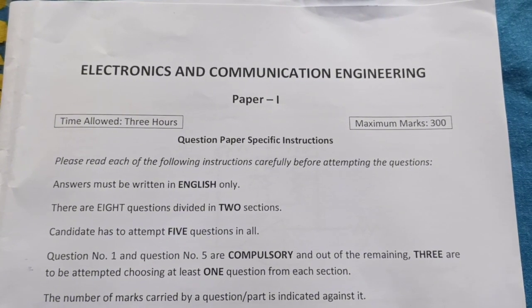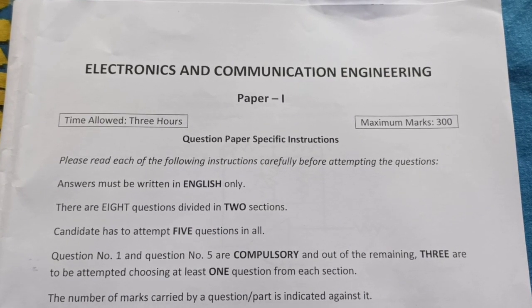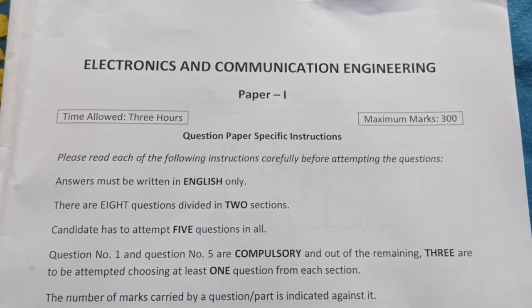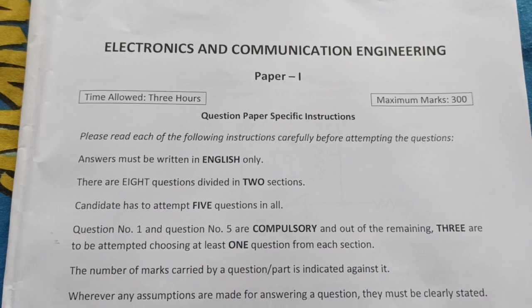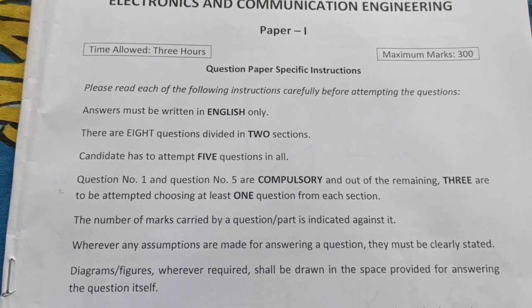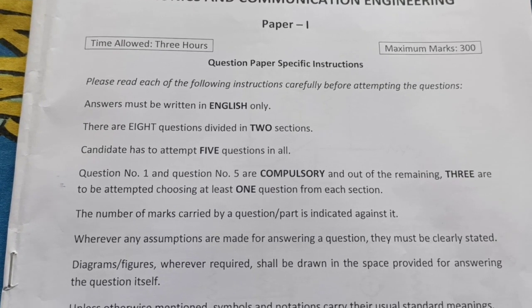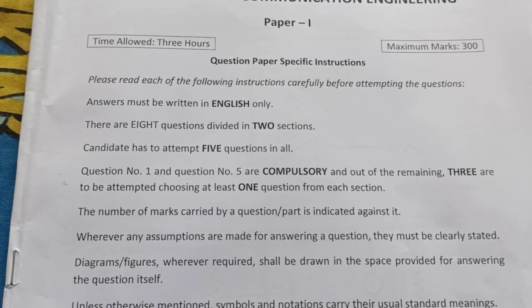This is the first paper for DRDO Scientist B exam, and the maximum mark for this paper is 300 marks, and it consists of 8 questions which is divided into 2 sections, and 1 question from each of the 2 sections are compulsory, and we have to attempt 5 questions from the 8 questions given.